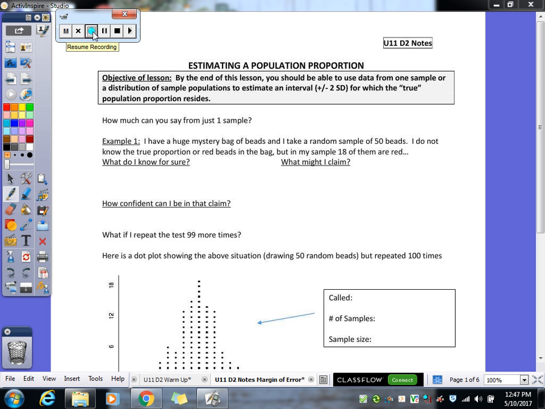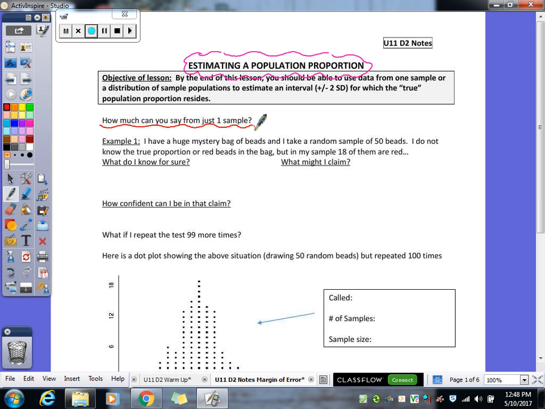So again, kind of reviewing, estimating our population proportion. This is what we were talking about last class. You can't actually figure out your true proportion because you don't always know the full population that you're dealing with. So you have to take all these different samples and kind of estimate what your proportion is going to be off of those.